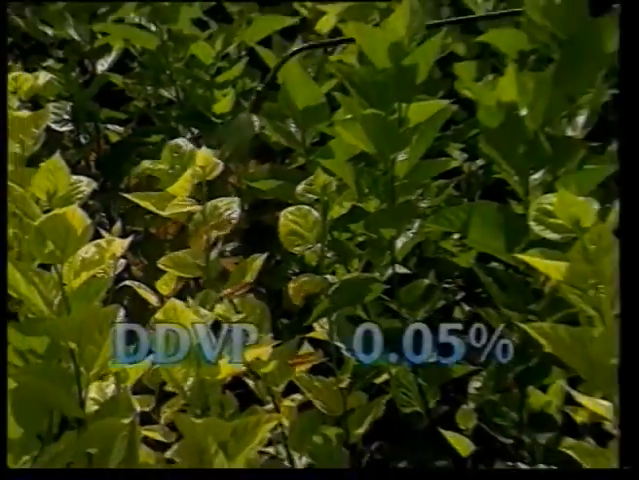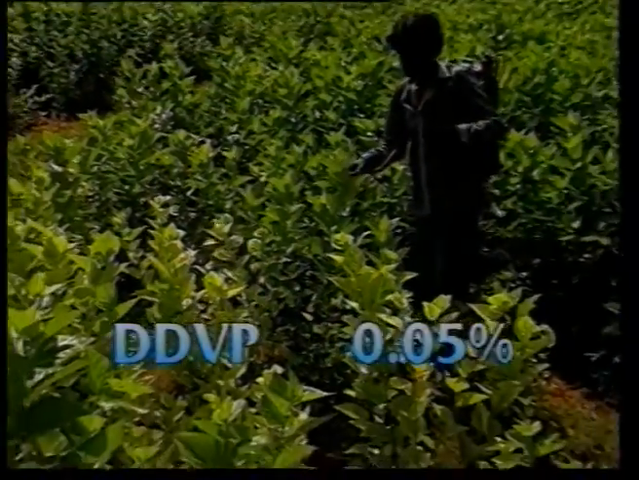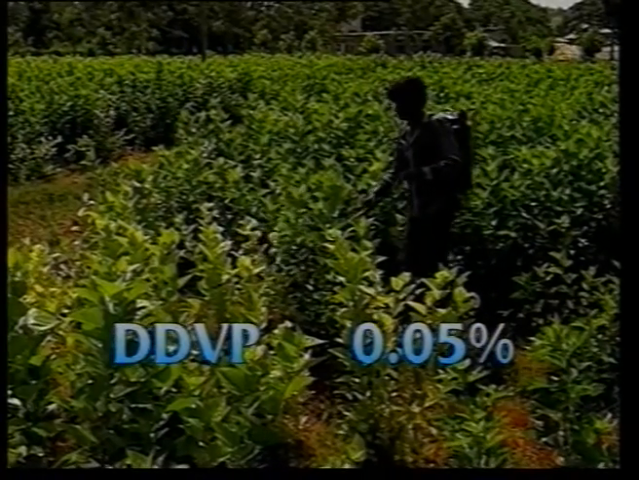Jassid can be controlled by spraying 0.05% DDVP twice at weekly intervals.